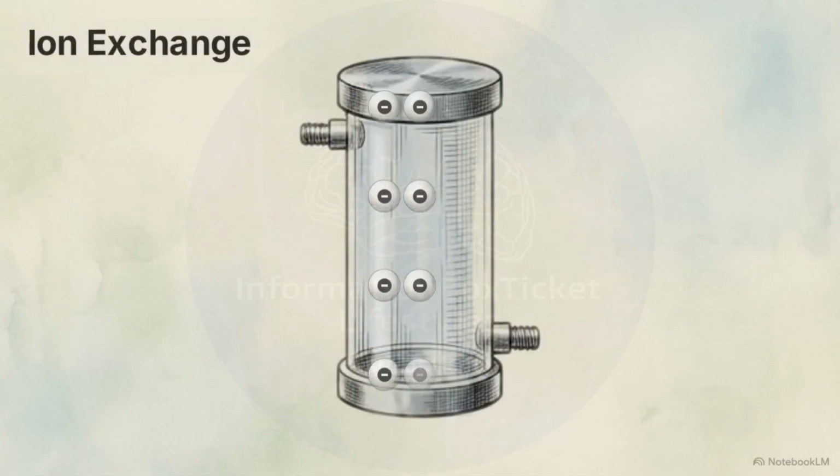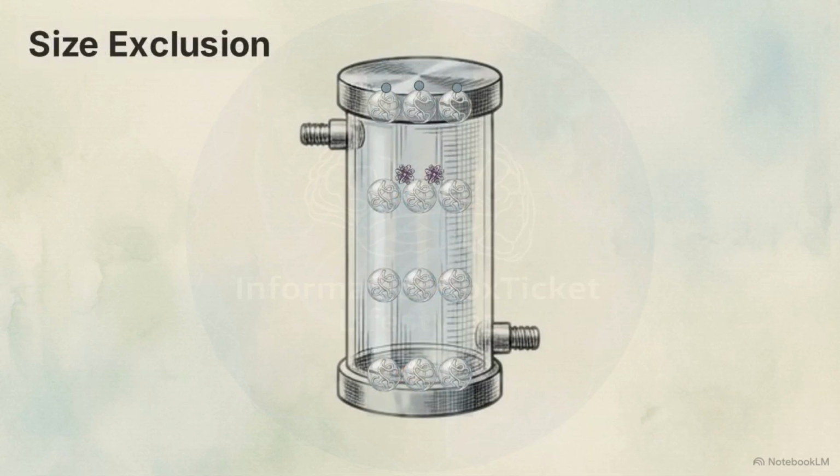In ion exchange, beads have specific electrical charges. Positively charged proteins stick to negatively charged beads, while neutral contaminants wash past. In size exclusion, beads feature microscopic pores. Small molecules tangle inside, while larger proteins bounce off and exit.